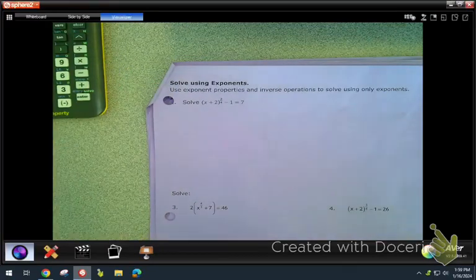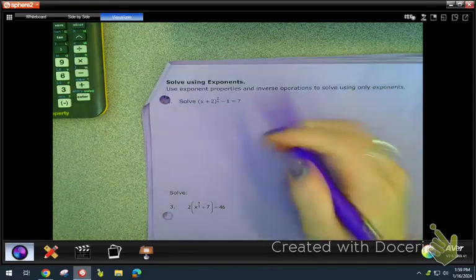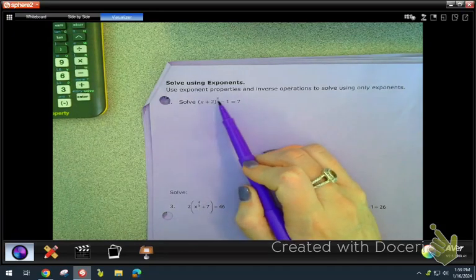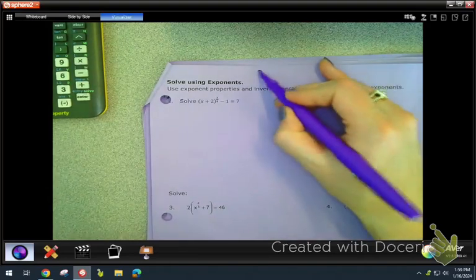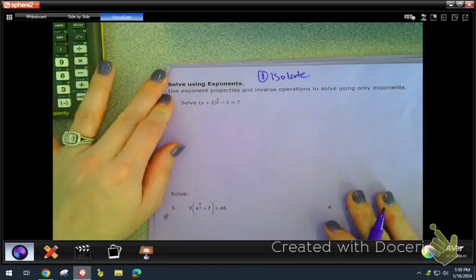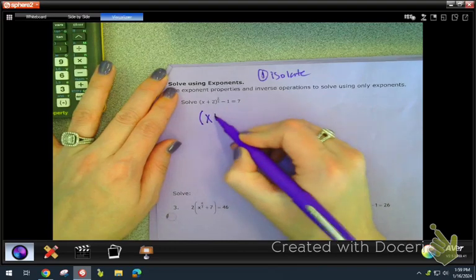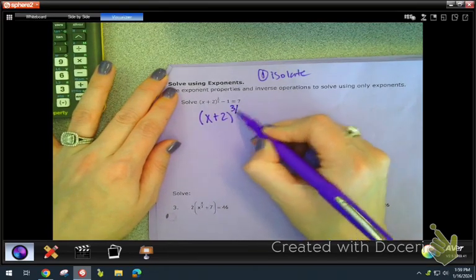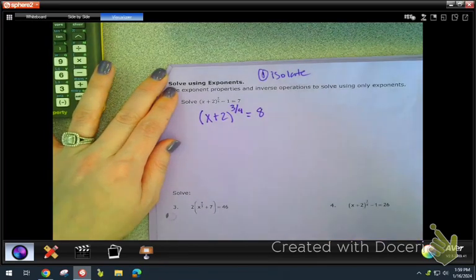All right, let's try another one. Let's look at number 2. Remember: isolate, raise to reciprocal, solve. Watch out for the plus minus thing. First one: x plus 2 to the 3 over 4 power minus 1 equals 7. What do we need to do first? Isolate. So how do we undo the minus 1? Add 1. So we have x plus 2 to the 3 over 4 power is equal to 7 plus 1 is 8. Okay?